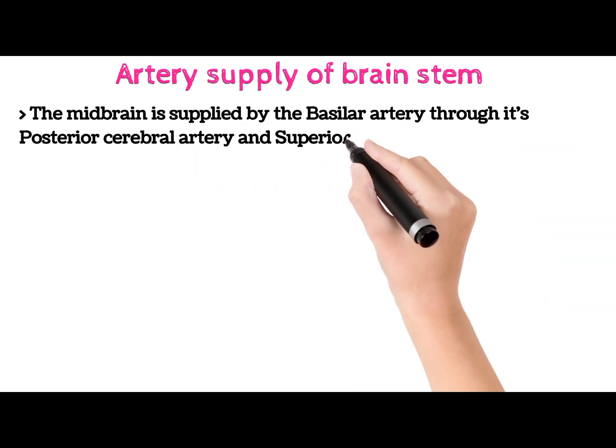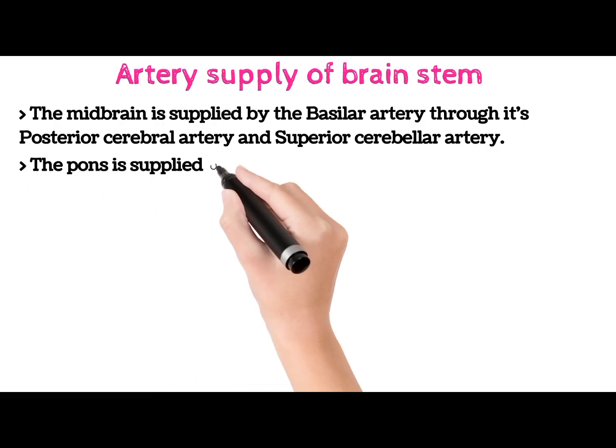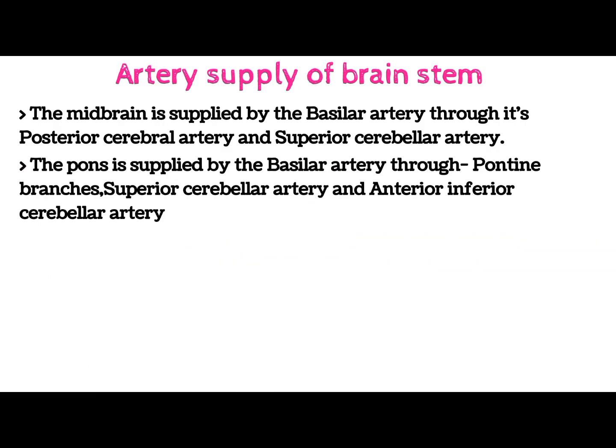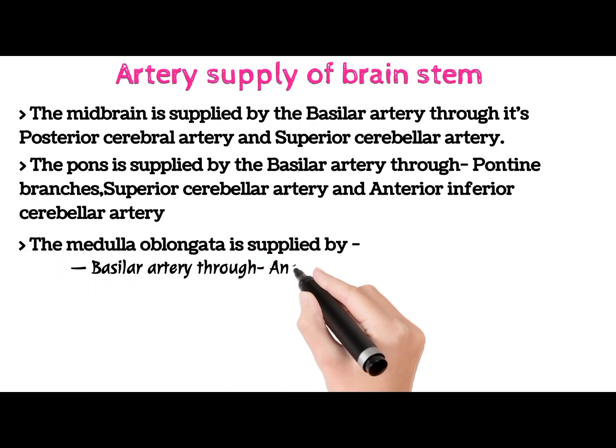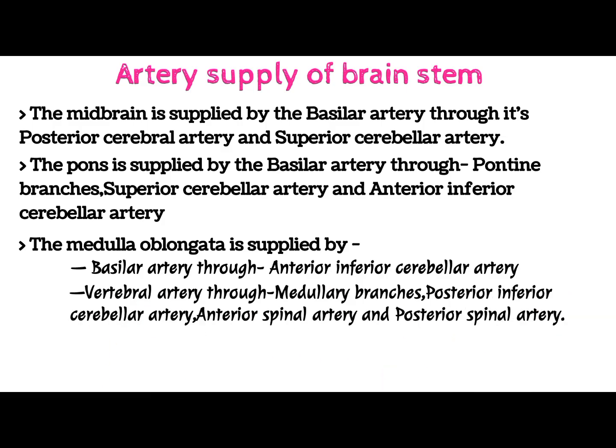The midbrain is supplied by the basilar artery through its posterior cerebral artery and superior cerebellar artery. The pons is supplied by the basilar artery through pontine branches, superior cerebellar artery and the anterior inferior cerebellar artery. The medulla oblongata is supplied by basilar artery through anterior inferior cerebellar artery, vertebral artery through medullary branch, posterior inferior cerebellar artery, anterior spinal artery and posterior spinal artery.